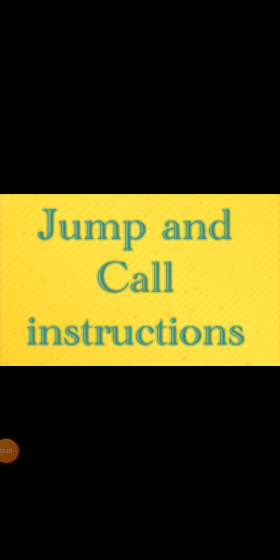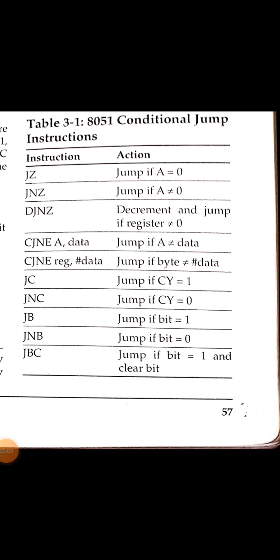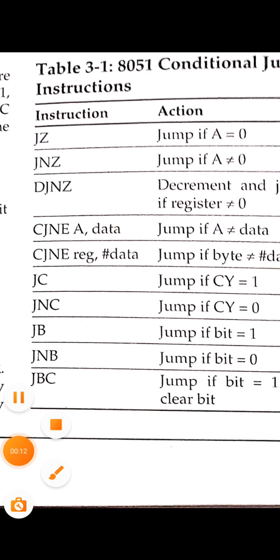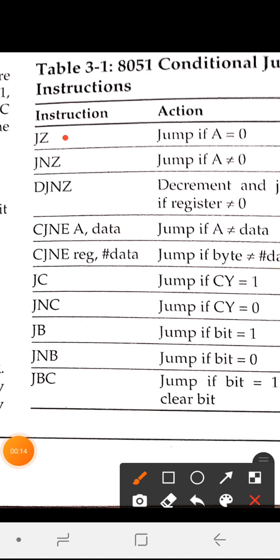Discuss about jump and call instructions in this session. So jumps are the instructions which will make a jump to a particular location based on certain condition. For example, you can look into the first instruction which is saying JZ, nothing but jump if 0.